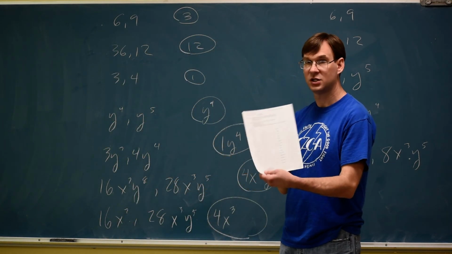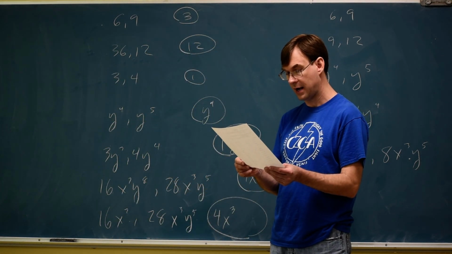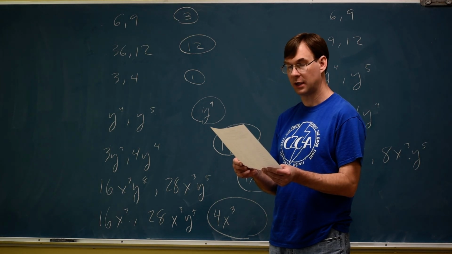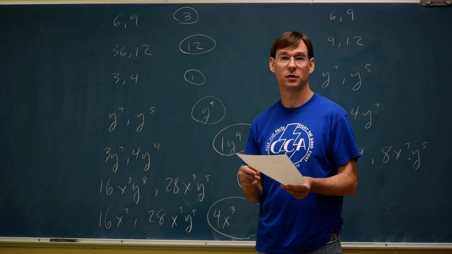So there's a paper for this, GCF with variables. There's 30 of them. Nothing really any different, I don't see, than what we did on the board.